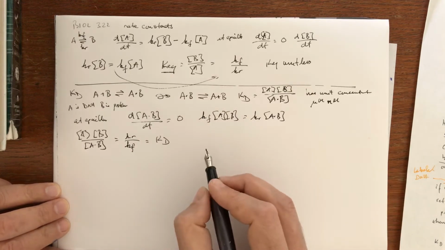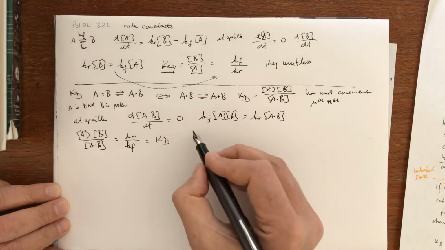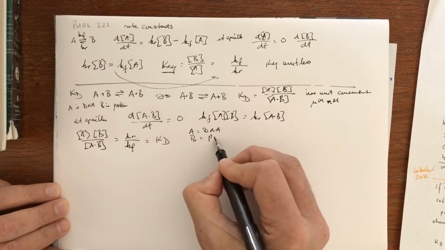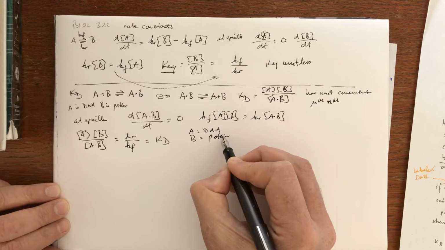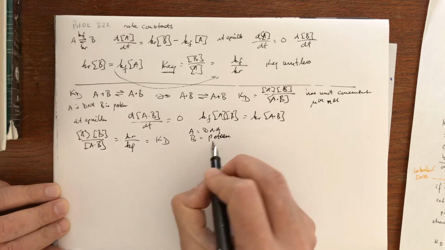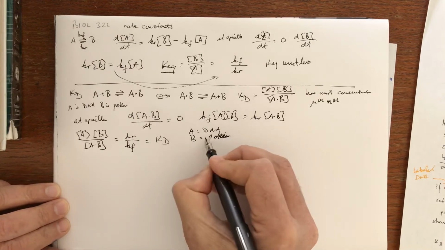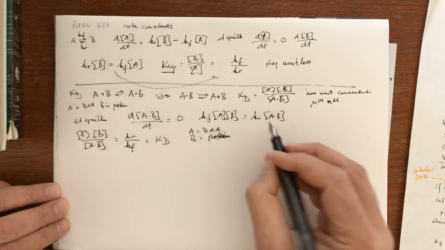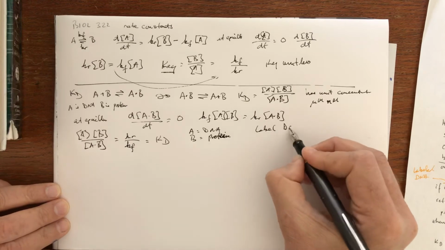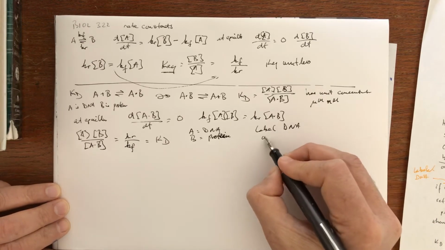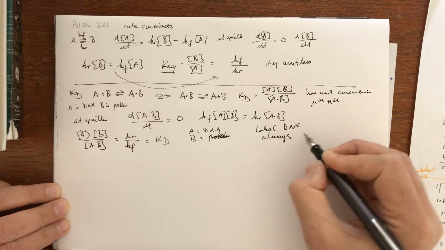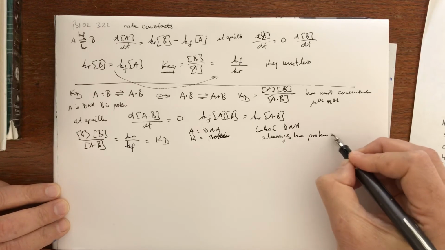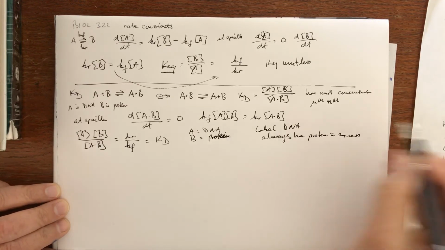Okay, how do we use this to measure? What can we do with this? Well, suppose that A is the DNA, and B is a DNA binding protein. The idea would be we'd label the DNA, and we always have protein in excess. This is important.